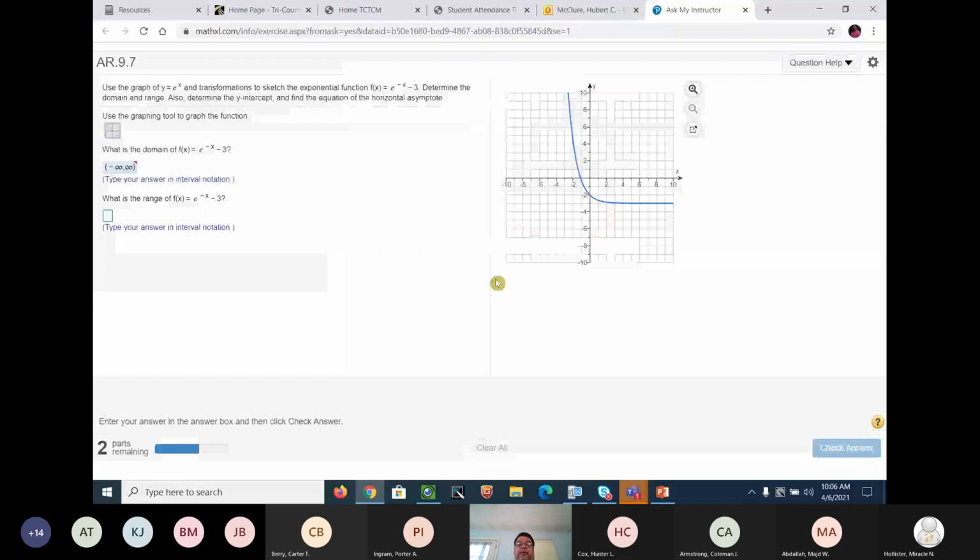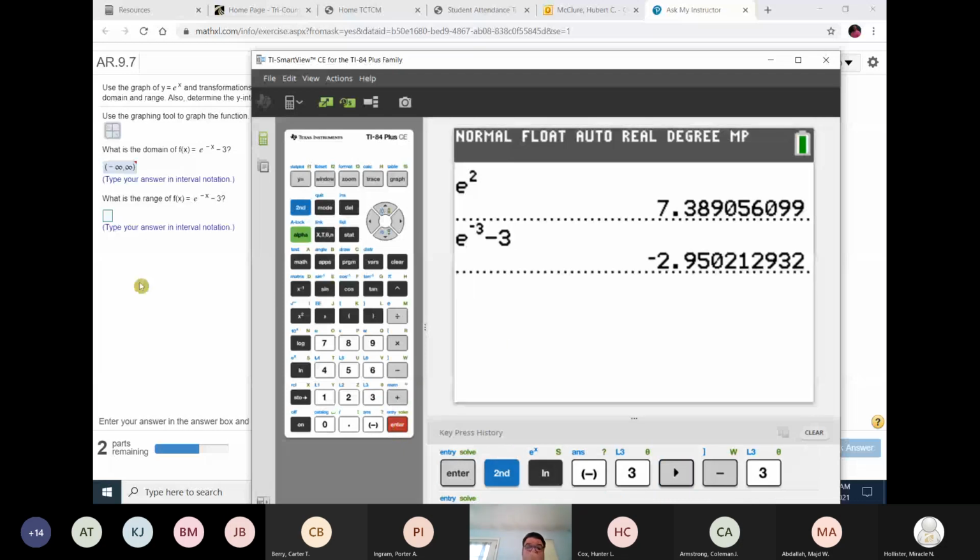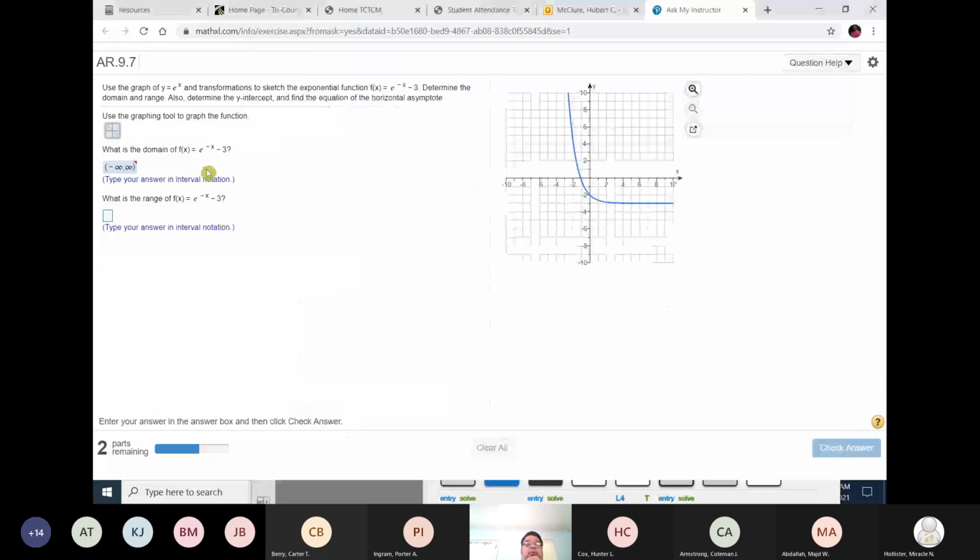No. Can't be negative infinity. Because if you plug in -3, well, at first I thought it was all real numbers. Let's see what happens when you plug in -3 into the function. So e to the -3 and then -3. Enter. Okay, you do get a y. So that's just an optical illusion. It's negative infinity to positive infinity. Let's plug in -4 and see what we get. Yep. It caught me. I thought it was all real numbers at first.